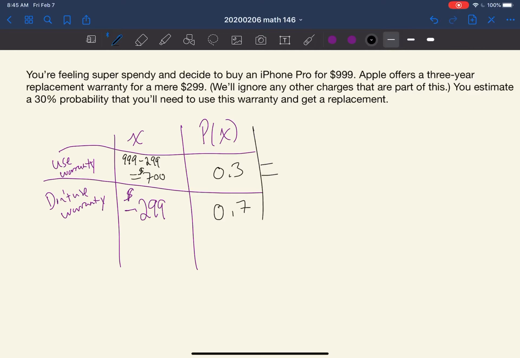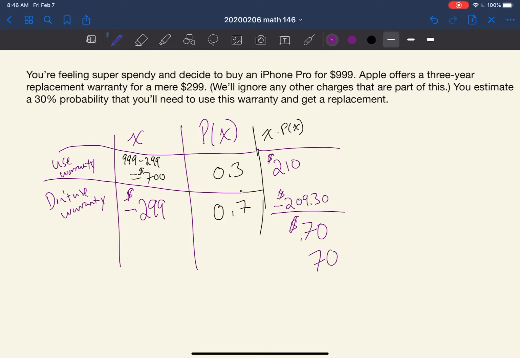And when I multiply x times p of x, I've got 700 times 0.3 is 210. Negative 299 times 0.7 is negative 209.30. And adding these together gives me a total of 0.70, or 70 cents. And so with this setup, with this scenario here, I come out 70 cents ahead on average.